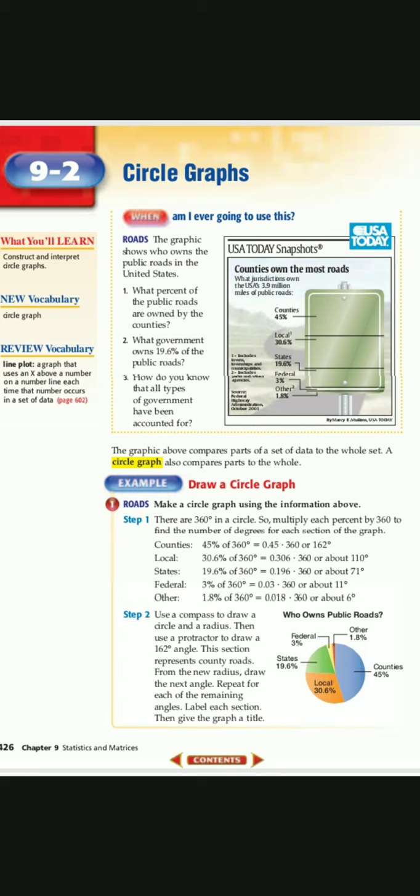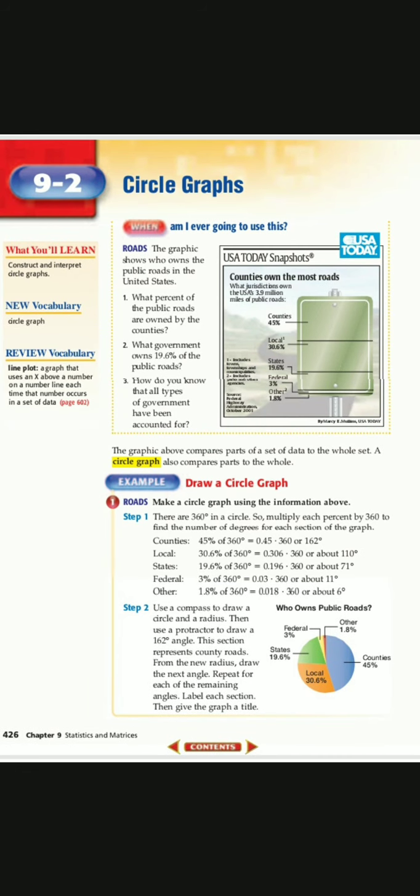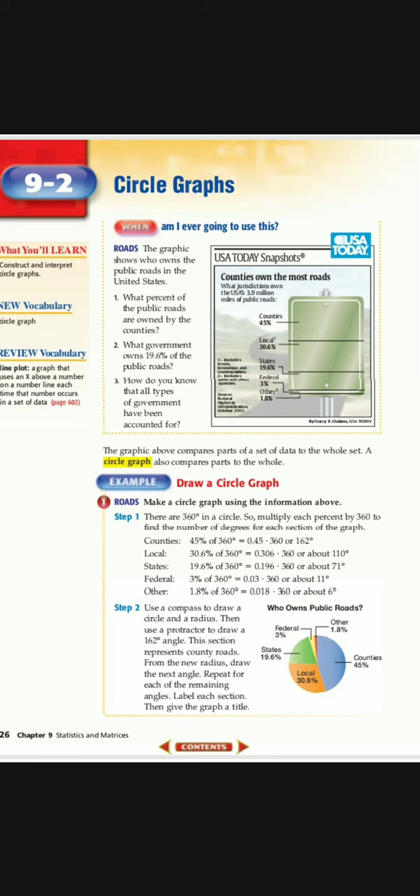The graphic above compares parts of a set of data to the whole set. A circle graph also compares parts to the whole. Example: draw a circle graph. Number 1. Roads. Make a circle graph using the information above.